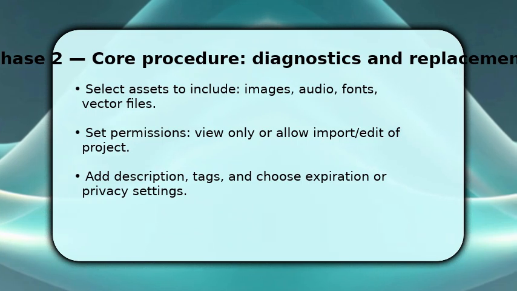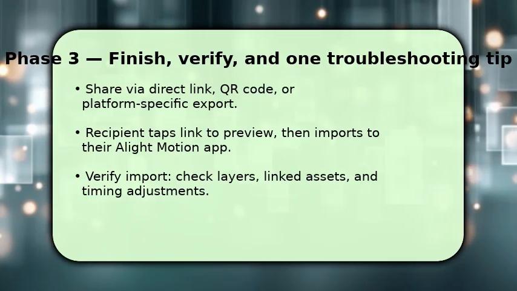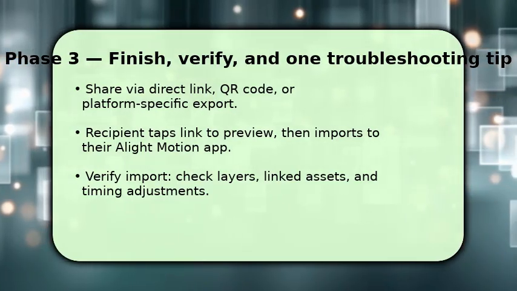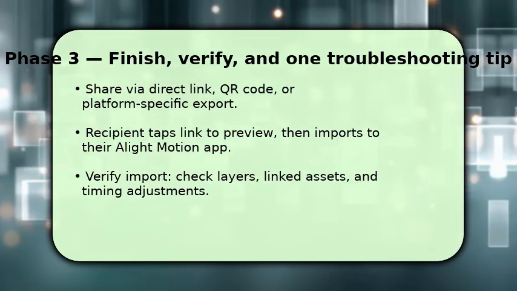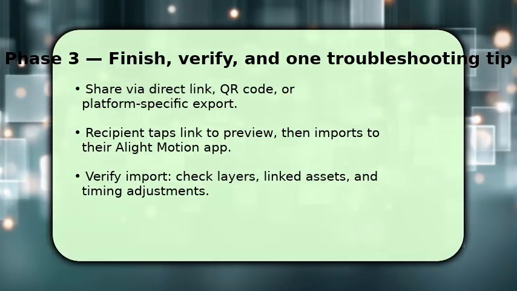Finally, share the creative link using a direct link, generated QR code, or the platform sharing options. You tell the recipient to tap the link to preview and then import it into their Alight Motion app. Imports recreate the project structure if assets were included.